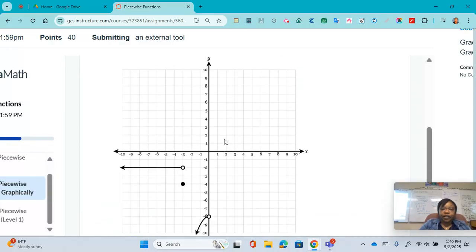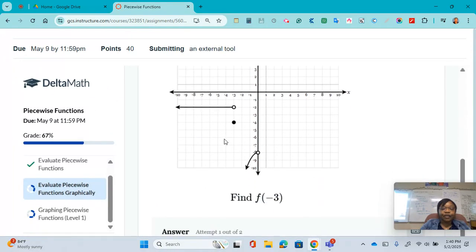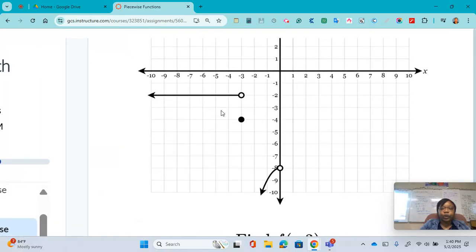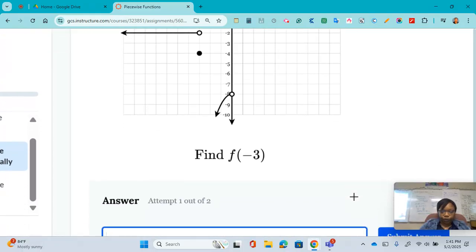All right, the next part, we have to evaluate it by graphs. We're trying to find what is our y value when my x is negative 3. So I go to when my x is negative 3. My x is negative 3 here. I need to see where it touches the graph. I do not include the open circle. I can only include the closed circle. So when my x is negative 3, my y is negative 4 because I cannot include the open circle. So negative 4.